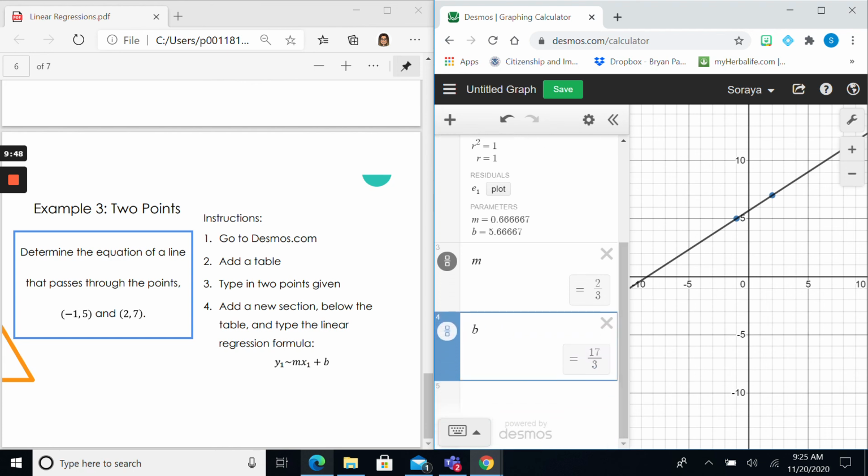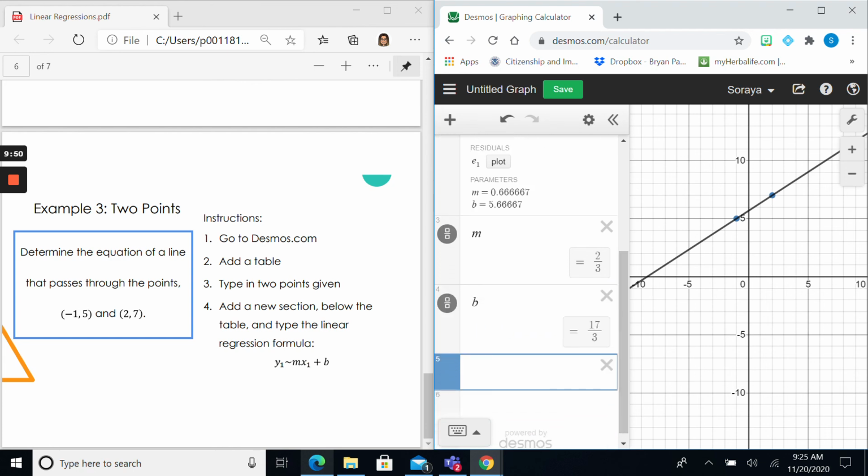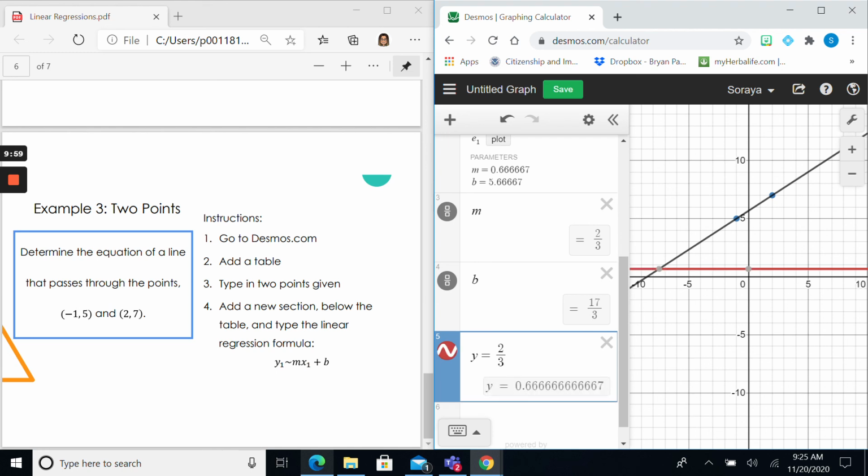Okay. So now we can write our equation with those fractions. So we are going to write y equals, our slope goes first, 2/3, followed by the x. And then notice that your y-intercept is positive this time. So this time we're going to put plus 17 over 3.